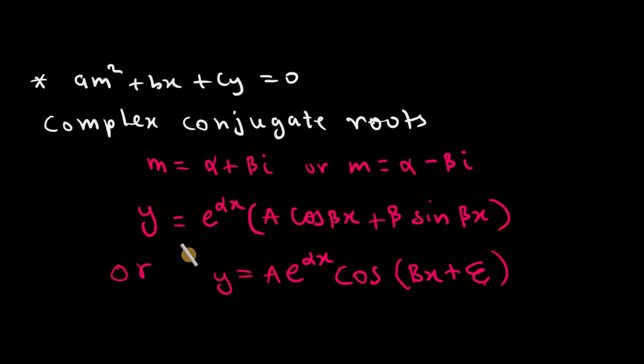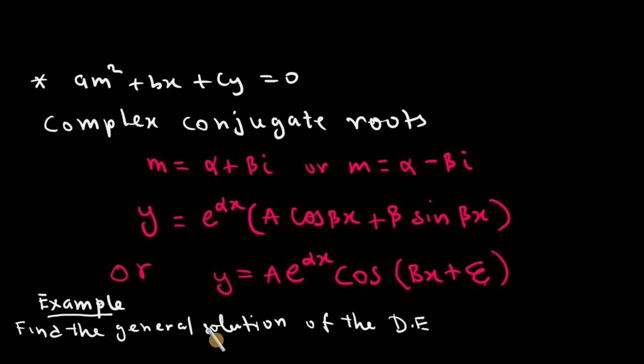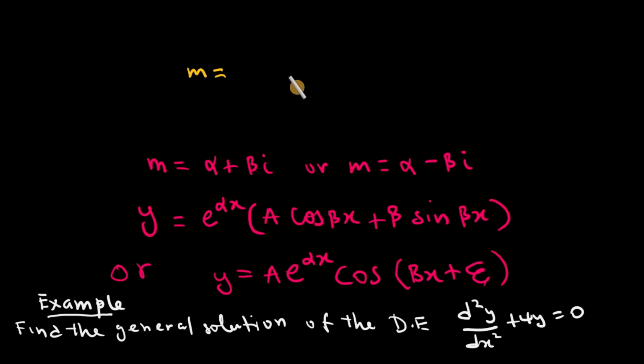Now let's apply this in solving an example. That is, find the general solution of the differential equation d squared y over dx squared plus 4y equals 0. DE here is an abbreviation of the words differential equation. Now to find the general solution of this differential equation, I need to start by looking for the auxiliary equation. If we set m equals dy/dx and y equals 1 in this differential equation, then the auxiliary equation will be m squared plus 4 equals 0, since the term dy/dx is not there, and here we have the second derivative, so I have m squared plus 4.